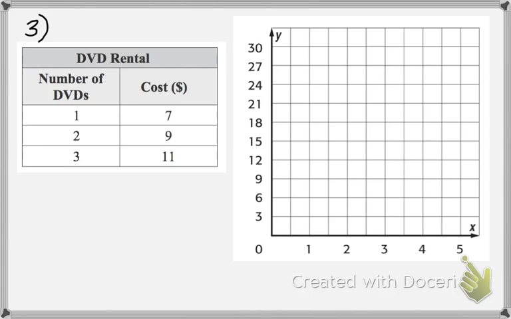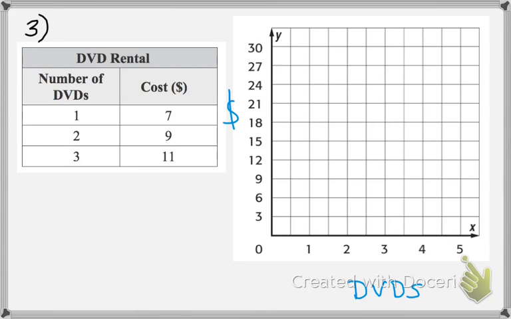Okay, so in this case, it looks like the number of DVDs is the independent, right? Because the cost depends on how many DVDs you rent. Okay, so DVDs, it's going to be on the bottom for the independent, right? And then the cost, the moolah, it's going to be on the y-axis for the dependent variable.